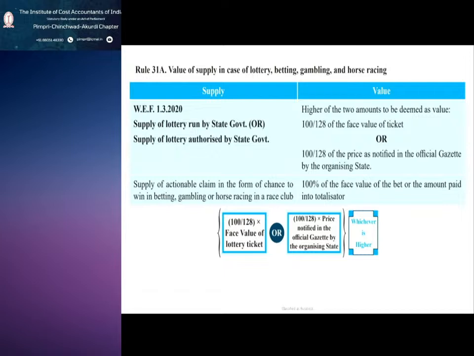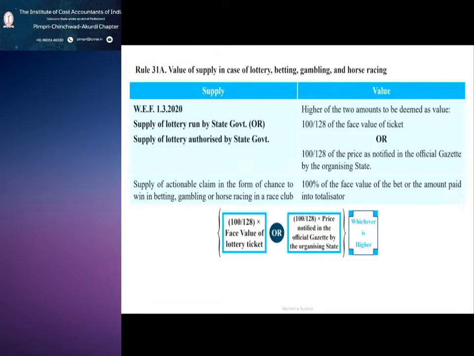It is there in our material also. This is just the summary. We can have a look at this: value of supply in case of lottery, betting, gambling and horse racing. If we are doing this type of business, how will we calculate the transaction value?